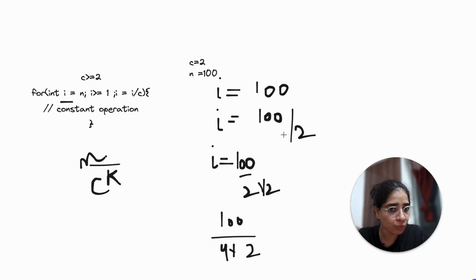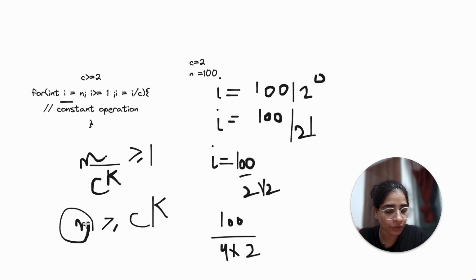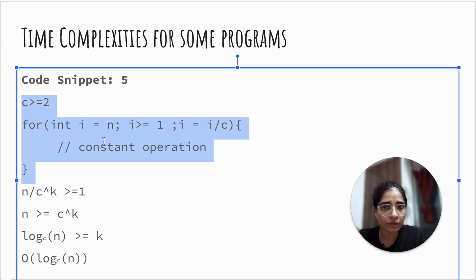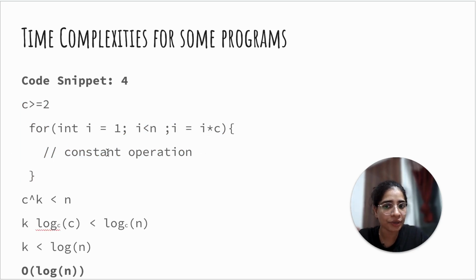Every time, 2 to the power is always increasing. So here it was 2 to the power 0, here it is 1, 2 to the power 2, and 2 to the power 3. So that's how it is increasing till the time it is greater than or equal to 1. So it will be n is greater than or equal to C to the power k, and when you take the log, it will become log n. So this code snippet and this code snippet are exactly the same, the way of writing it is just different.